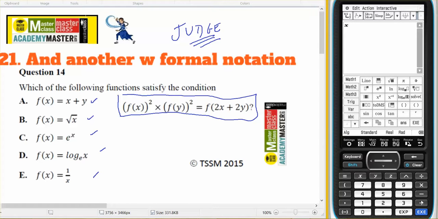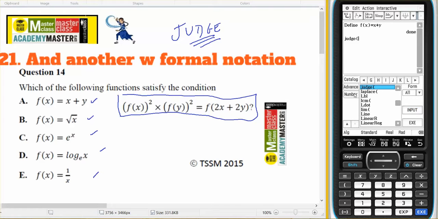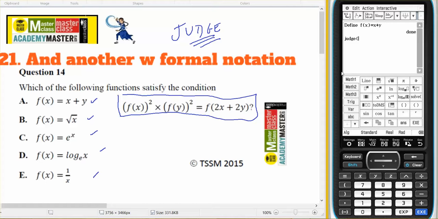So f of x plus y, and we'll define it, and then we're going to do judge, and I want f of x all squared, so I open up a bracket and I'll put f of x inside there, and that's all squared, times f of y all squared, so I might just get that and move that over and change that inside to all y, equals f of 2x plus 2y.